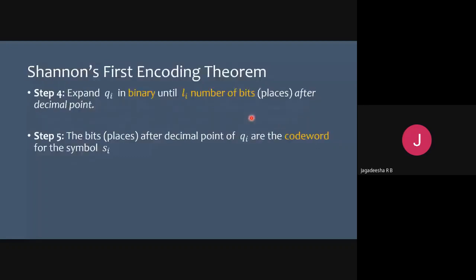So someone please tell me if you understood these steps or my voice is audible, because I just want to check in between. If it's not audible, then I will not go further. Is my voice audible? Yes, sir. Audible, sir. It's very good.